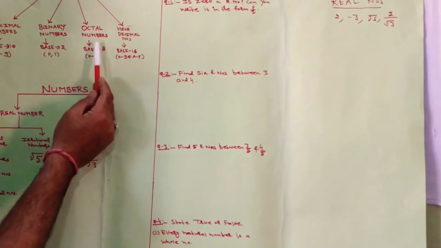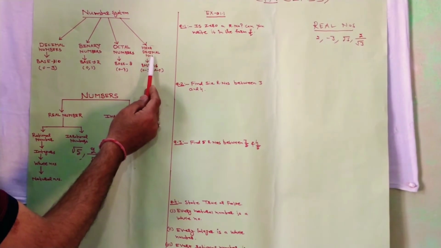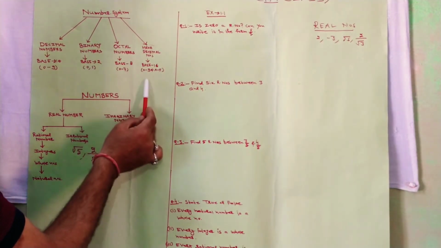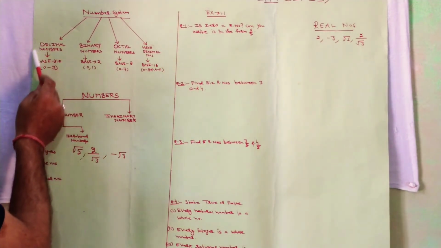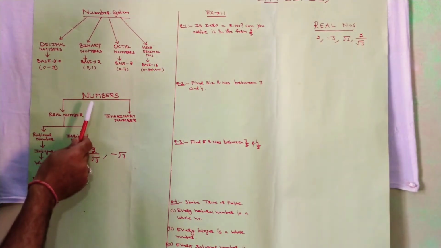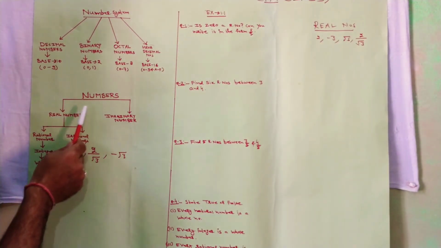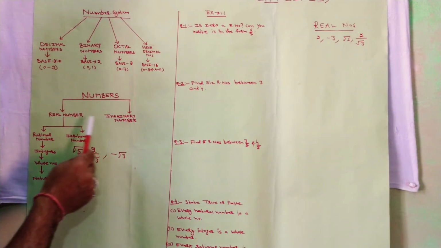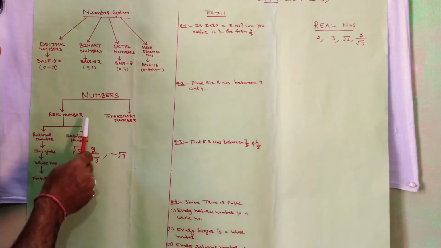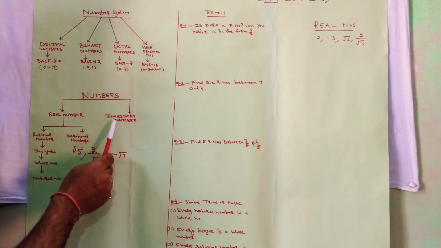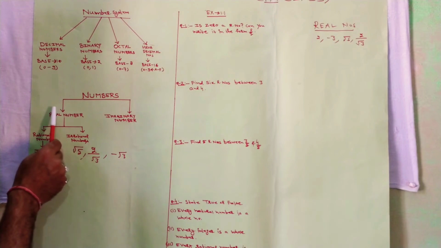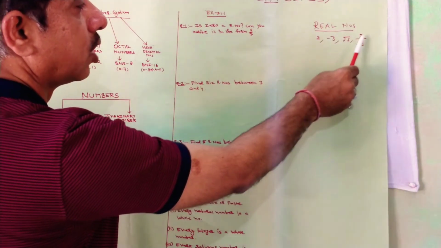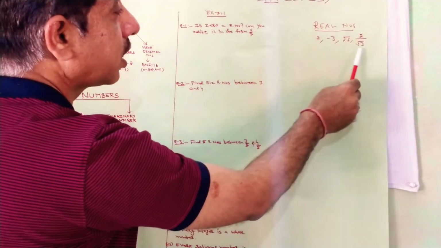Binary, octal, and hexadecimal number systems, these three systems are used in computer science. So we will focus only on the decimal number system. Now we are talking about the numbers. There are two types of numbers: real numbers and imaginary numbers. The numbers which we have studied from your previous classes up to class 10 are all real numbers. For example, 2, minus 3, root 5, 2 upon root 3. These are all real numbers.